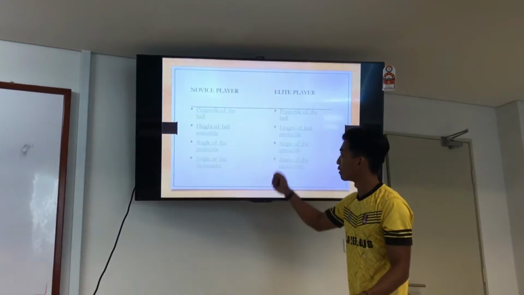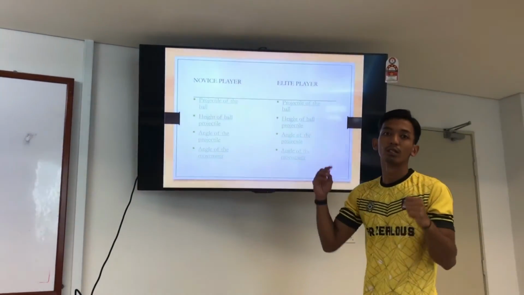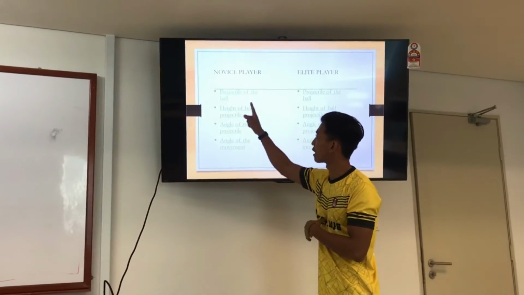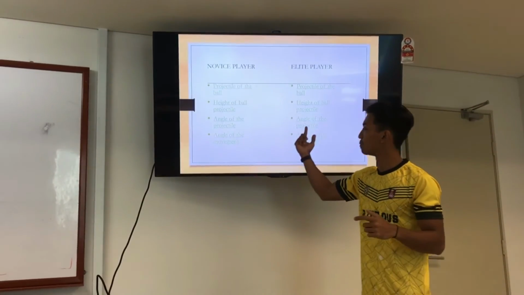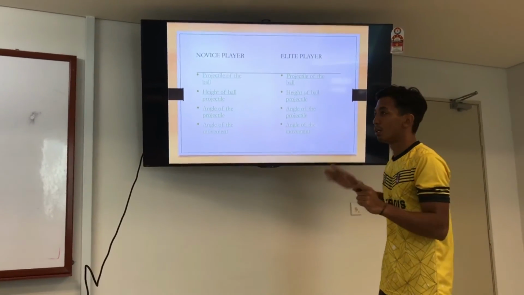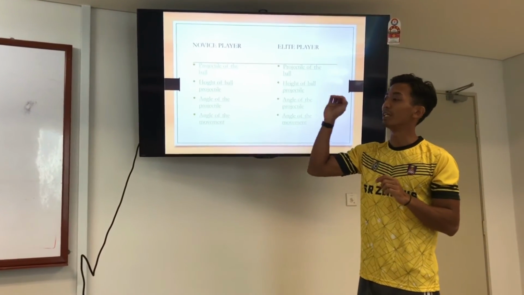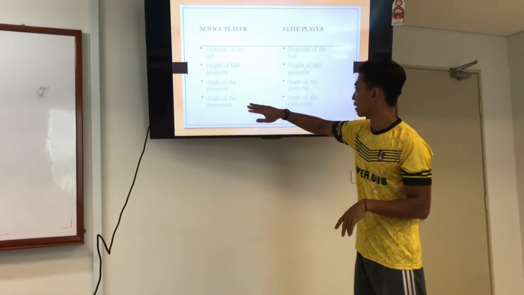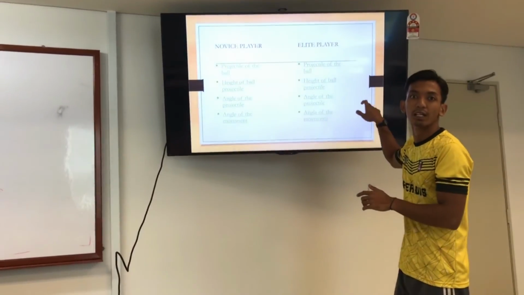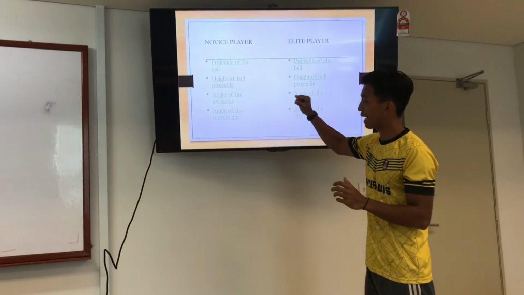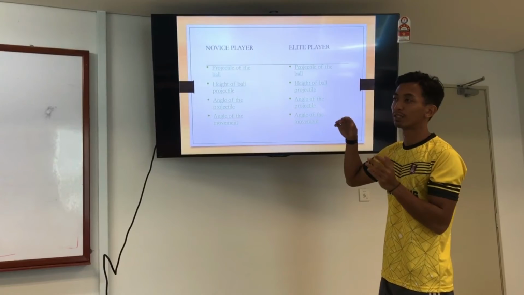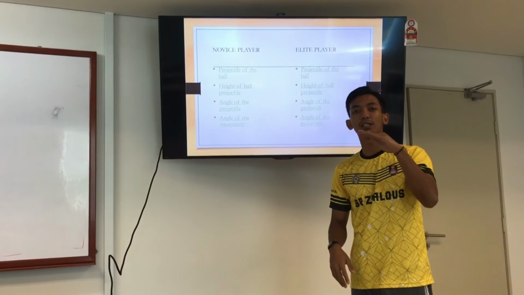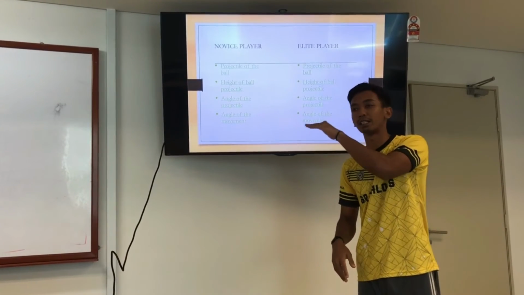Okay, for the next slide we go for the novice player and elite player, where we do a comparison. What is the comparison between novice player and elite player in projectile of the ball? First, height of ball projectile, which is how high the ball gets in the air to reach the target. Angle of the projectile, which we must know after we get the projectile. If you get a bigger angle, you can go for the more vertical. If you get a lesser angle, you go for the more horizontal projectile.